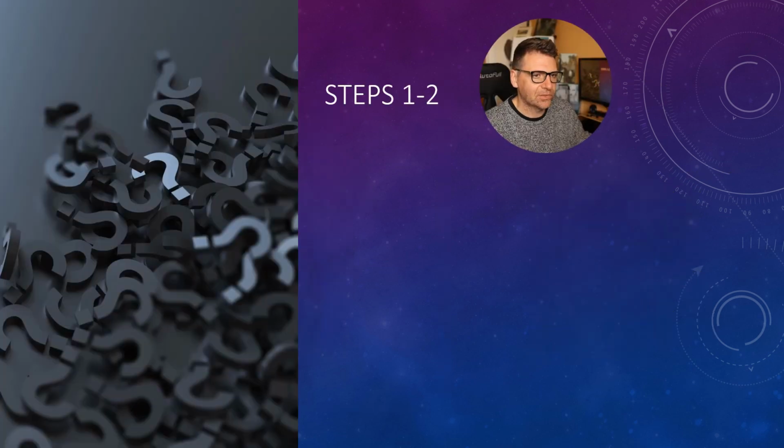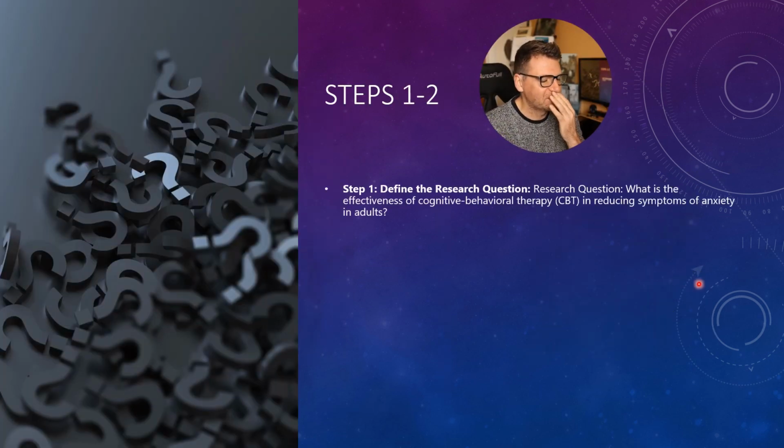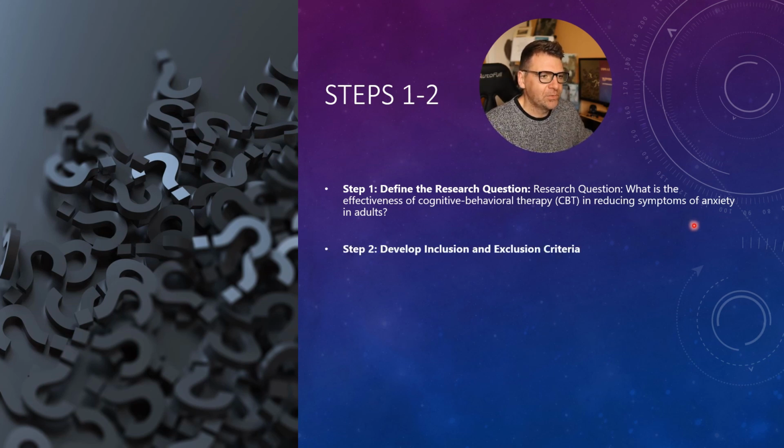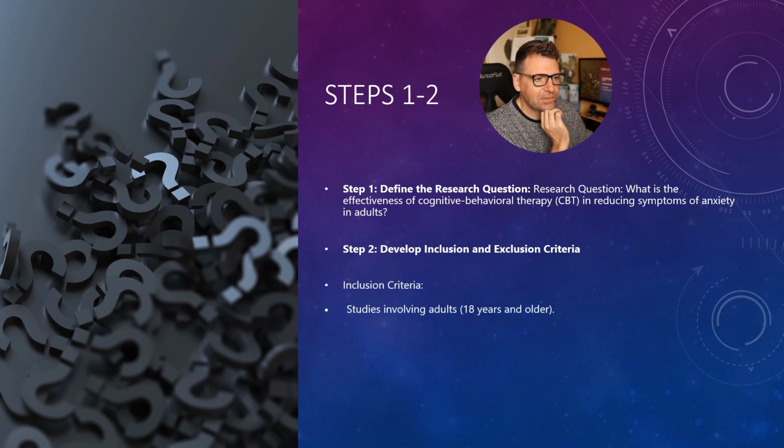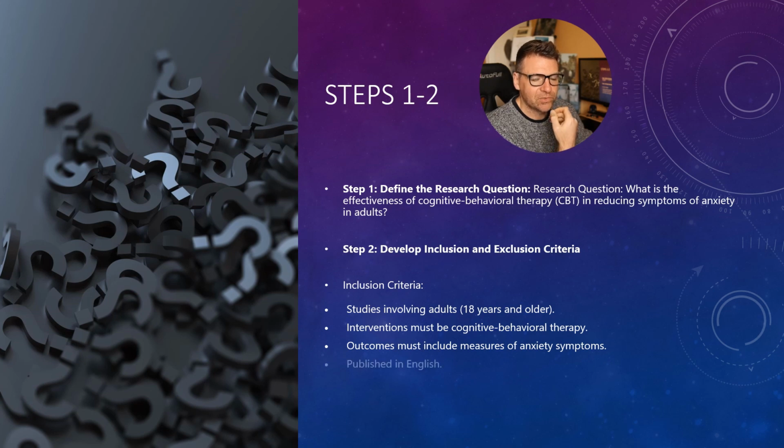Okay, so here, look, steps 1 to 2. Define the research question. We know what we're supposed to look for, so let's turn it into a question. What is the effectiveness of CBT in reducing symptoms of anxiety in adults? Once we have that, now we can develop the inclusion and exclusion criteria. Very basically, it should have studies involving adults, because adults is mentioned in the research, so 18 years or older. Interventions have to be CBT, so they can't be any type of therapy, because we're looking specifically at CBT. Outcomes must include a measure of anxiety symptoms, because that's what we are looking to reduce.